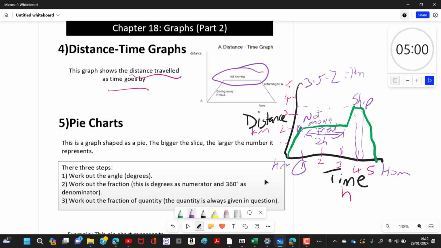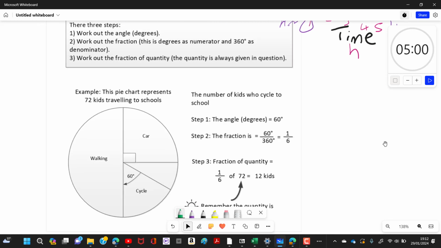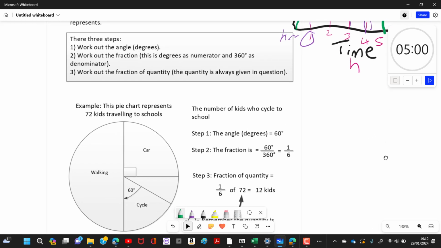So you've got to be able to recognise when you're traveling, how you're returning back to A, and when you're not moving. The other thing to bear in mind: the steeper the hill or the steeper the slope, the faster you travel. But you won't normally need to know about that level. Just remember the main important thing is that if you're not moving, you're horizontally flat, and when you're returning, the line goes down. Okay, so that's quite straightforward.